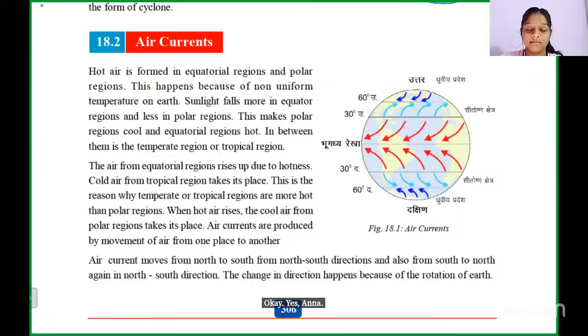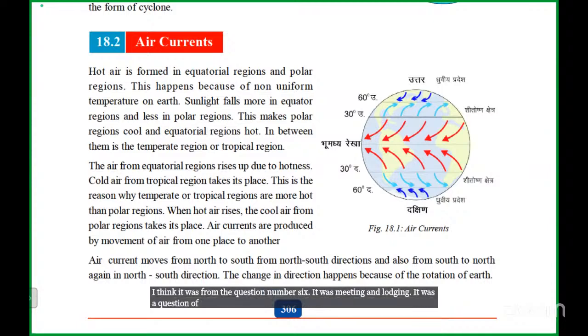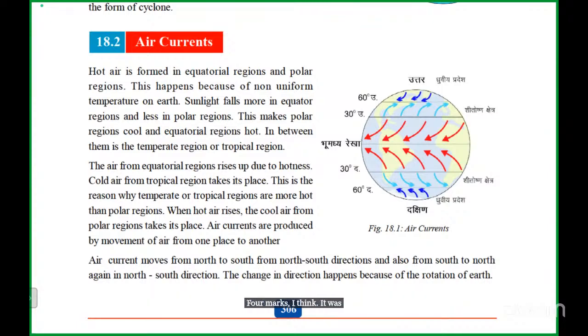It was from question number 6, weeding and lodging. It was a question of 4 marks, and you gave me 3 marks in that. May I ask why? Okay, let me open your paper. One minute.